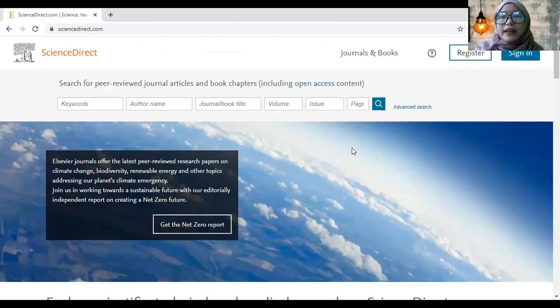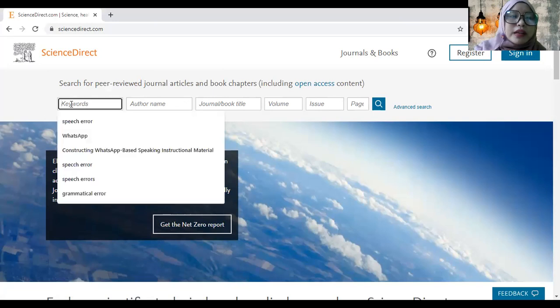So in Science Direct, you may write down the author's name, the journal title, the volume, the issue, or the page. But because we don't have any clue yet about who the authors are or what the titles are, just type the keywords here. For example, you are in a group of listening.